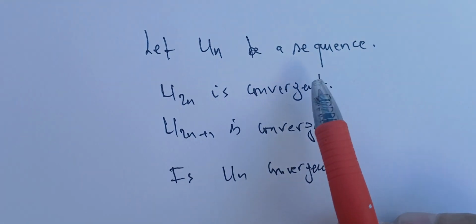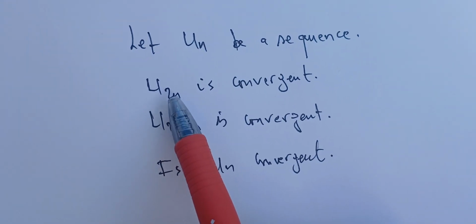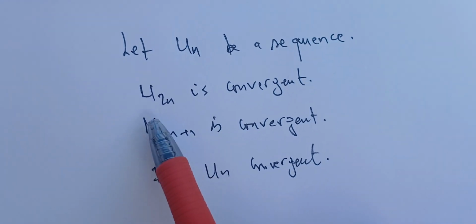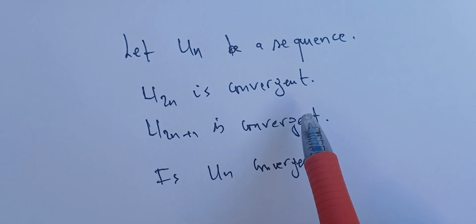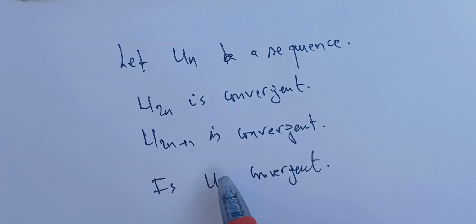Let u_n be a sequence. Here we assume that u_2n is convergent and u_2n+1 is also convergent. The question that we have to answer is: is u_n convergent?